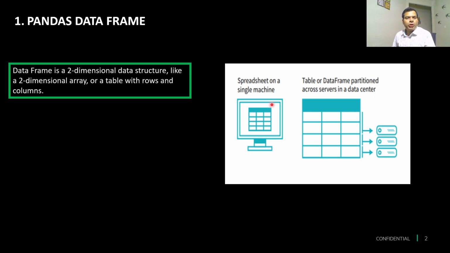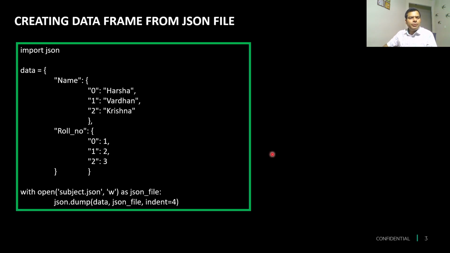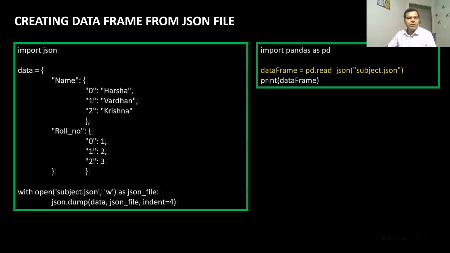So whenever we are talking about a Pandas DataFrame, just think about we are trying to highlight one section of the data, or the form in which we can understand it better. You can say that a Pandas DataFrame is two-dimensional data, which is a combination of columns and rows. So let's see how we can bring JSON data to the DataFrame.